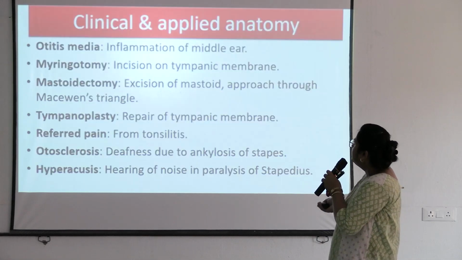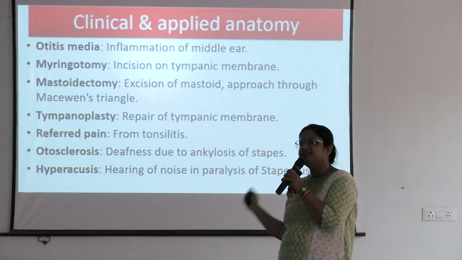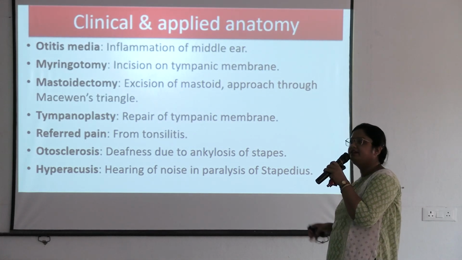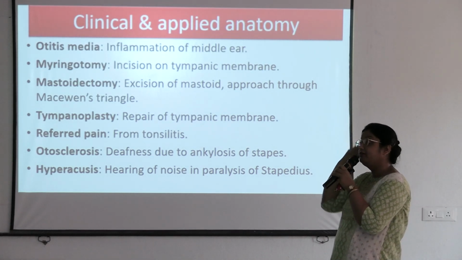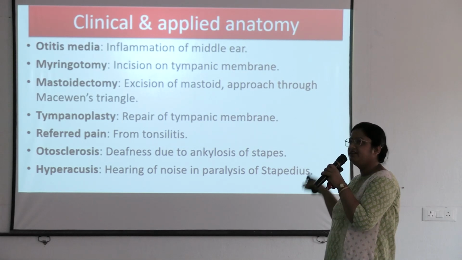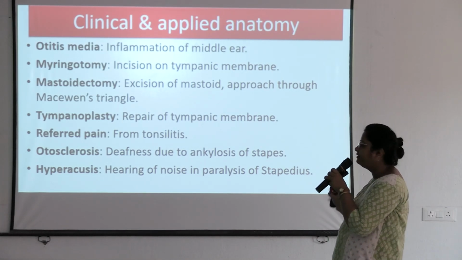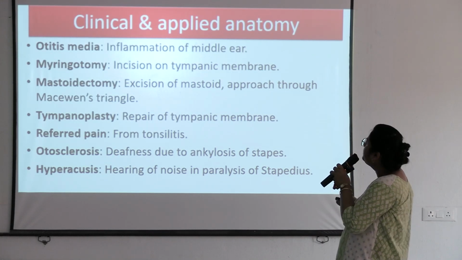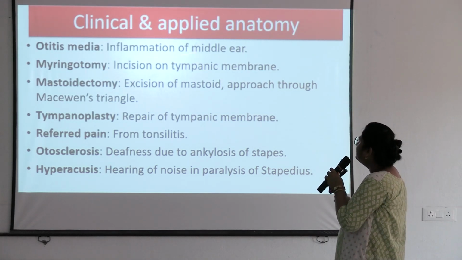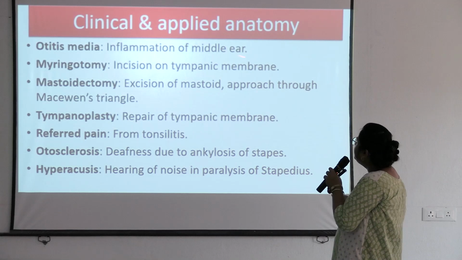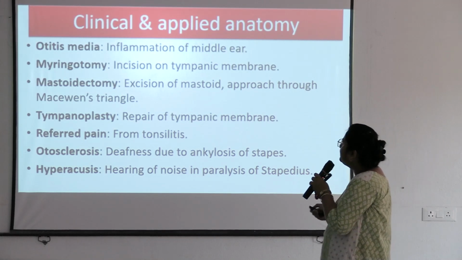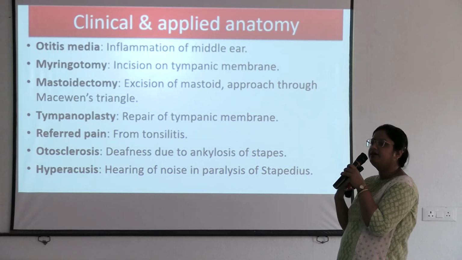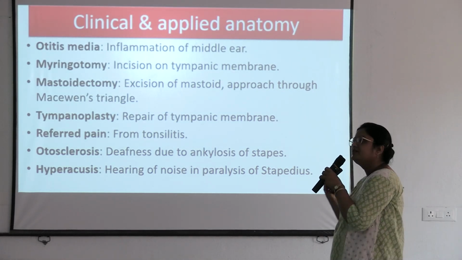Okay. Next we are going to the clinical aspect of the middle ear. Some of the clinical aspects are very important, asked in your explain why question, and during ENT all these are very important. So first is otitis media. Otitis media is inflammation of the middle ear. And myringotomy. Myringotomy is incision on the tympanic membrane for relieving pus from the middle ear.